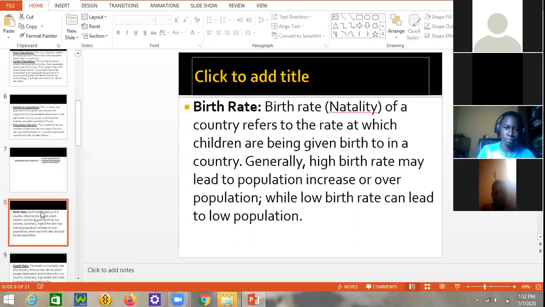And it's talking about the rate at which children are being given birth to in a country. So naturally, when there is a high birth rate, there is high population; low birth rate, low population. Are we together? So that is that about the birth rate of any country.